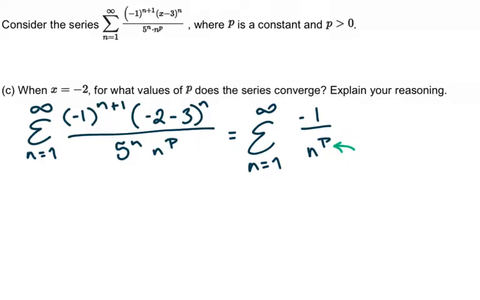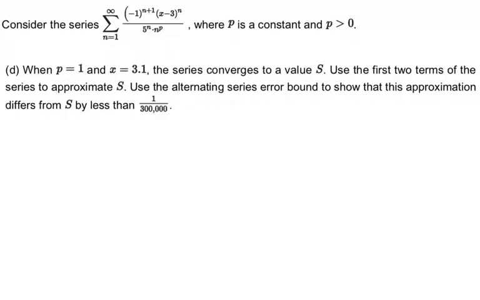So in this case, we only need this in order to converge. We just need that p is going to be greater than 1 since it's in the denominator. And you would write that out in a sentence. Main thing, again, making it positive because it's in the denominator. All right, let's look at our last problem, D.